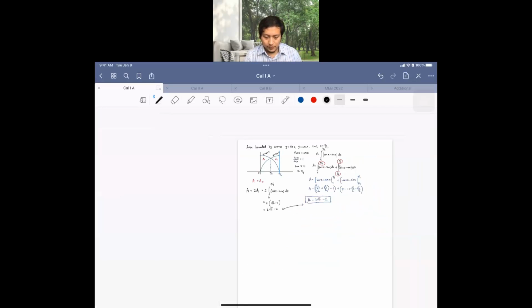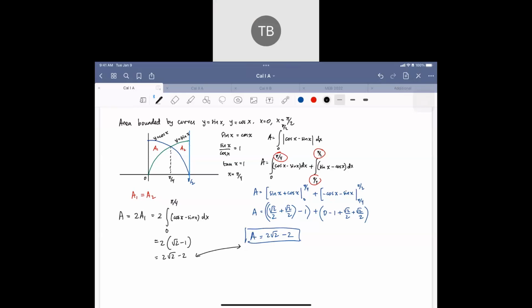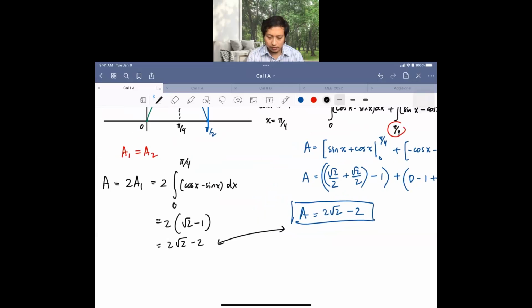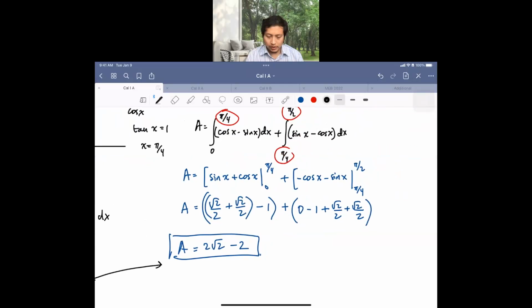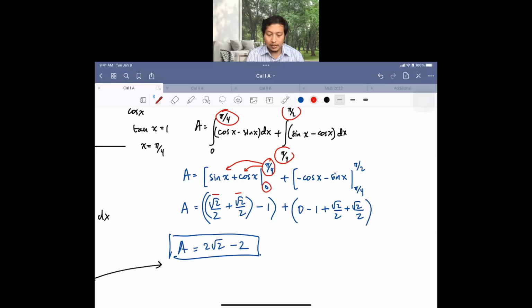Okay. Any questions from here? Professor, how does the negative one come from? Negative one, which the left one? No, the right one. This one? Yeah. Negative one is from, first, we input the pi over 4, right? This becomes this, right? Yes. And then minus, we input 0. Oh, I understand. Yeah, from there. Okay. Thank you.